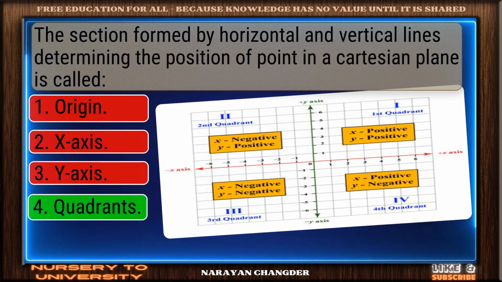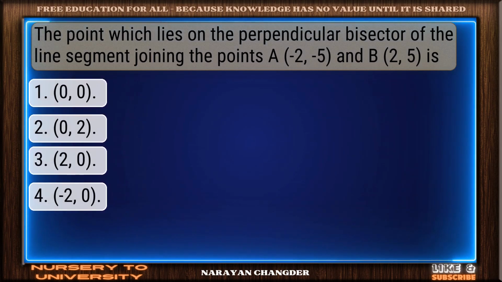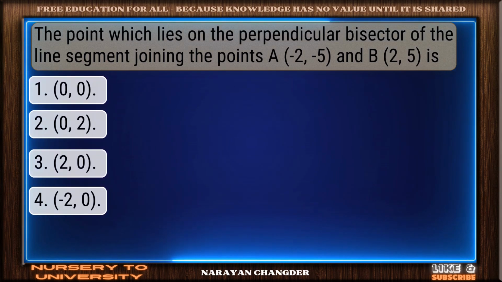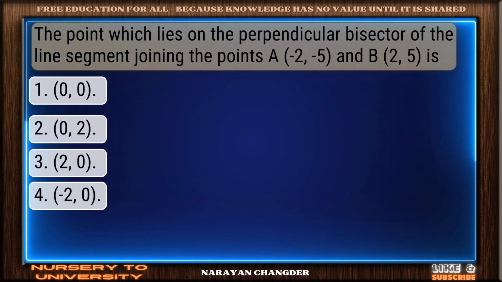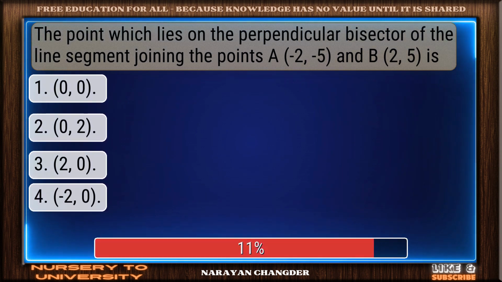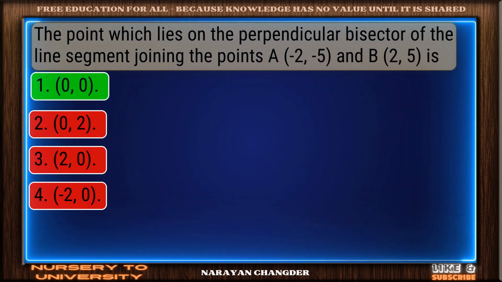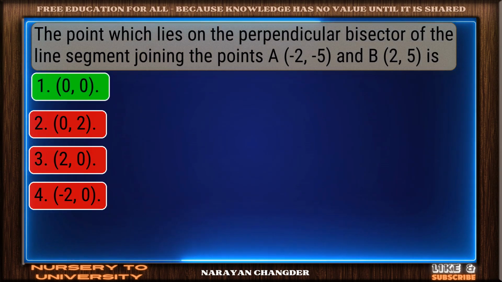Sharp thinking. Quadrants is the right choice. Question number 32. The point which lies on the perpendicular bisector of the line segment joining the points and B is. Great job. Is the accurate answer.